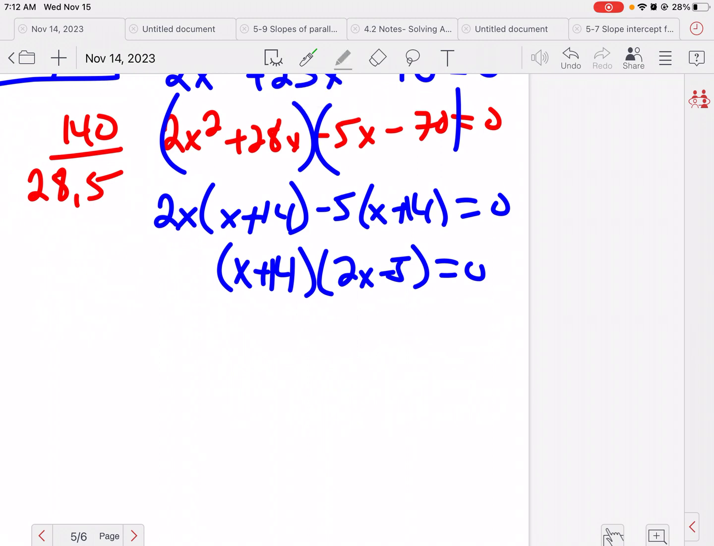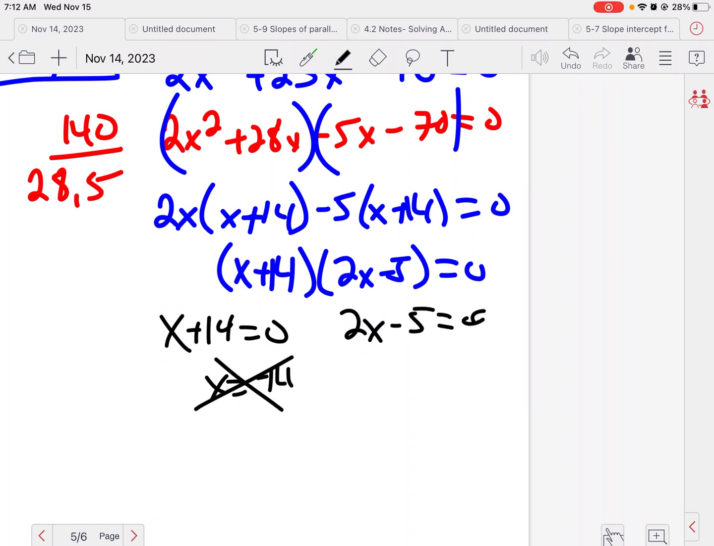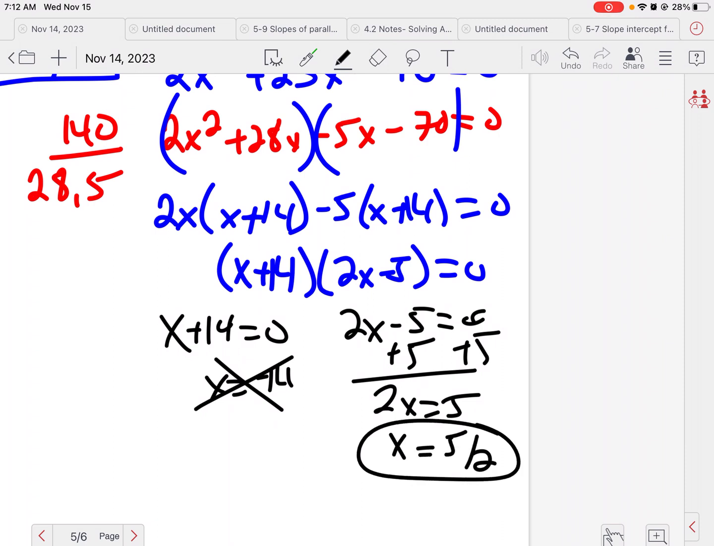Again, we set each piece equal to 0, so x plus 14 equals 0, 2x minus 5 equals 0. X would equal negative 14, which is a distance, so it can't be. So I'm going to add 5, I get 2x equals 5, so x equals 5 halves. So the width of the sidewalk is 2.5 feet.